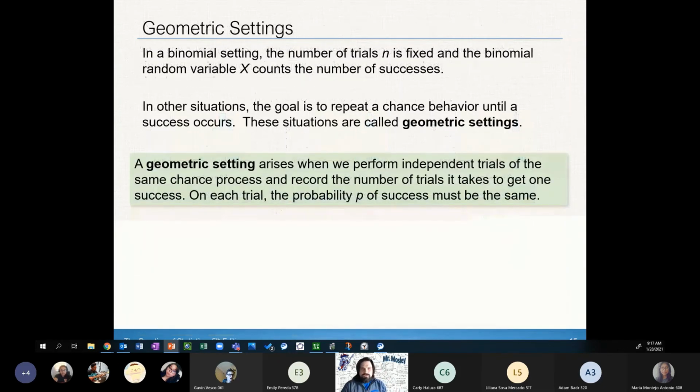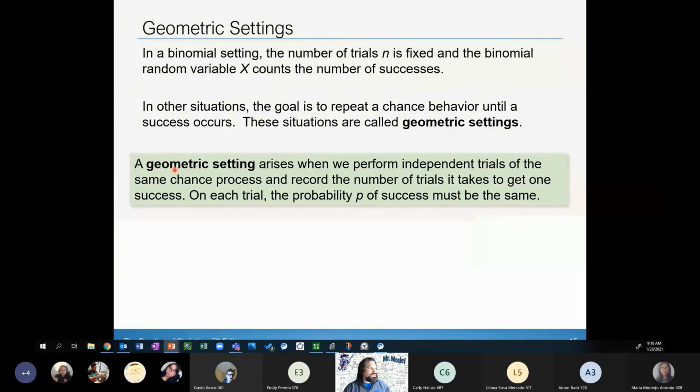So next we get into geometric settings. In a binomial setting, the number of trials n is fixed and the binomial random variable x counts the number of successes. In other situations, the goal is to repeat a chance behavior until a success occurs. These situations are called geometric settings.